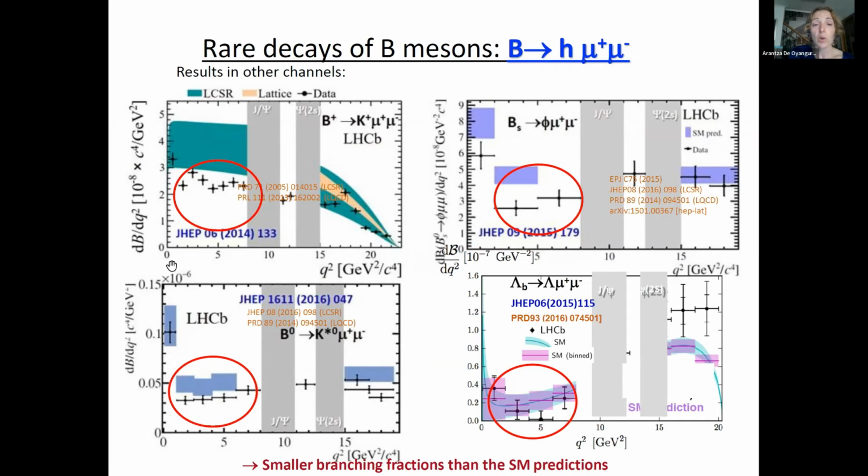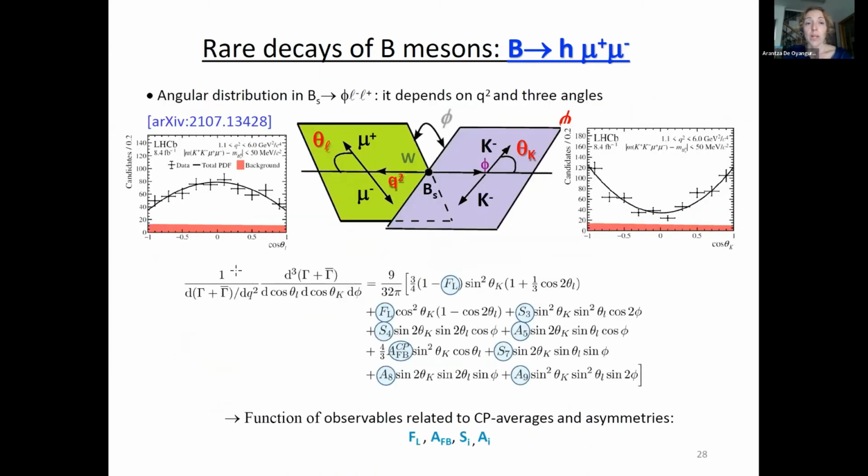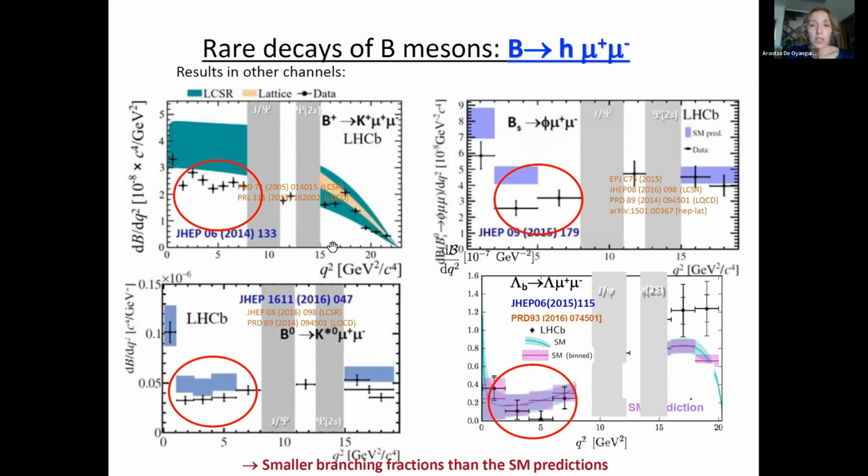You see, this is just the Q squared distribution, the differential decay width as a function of Q squared, where you have the J/psi and psi 2S resonances vetoed. In this region, we are sensitive to the C9 and C7 coefficients, as I told you. This is when we measure the differential branching ratio as a function of Q squared. In these first observables, we are affected by lattice, by hadronic effects, by QCD, and the theory is not so precise.